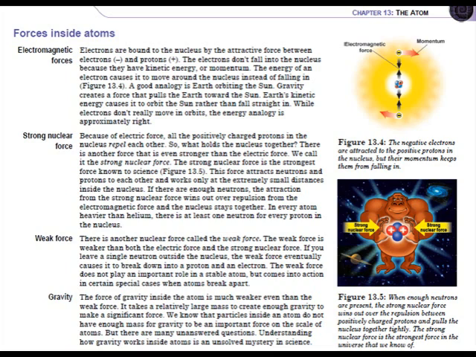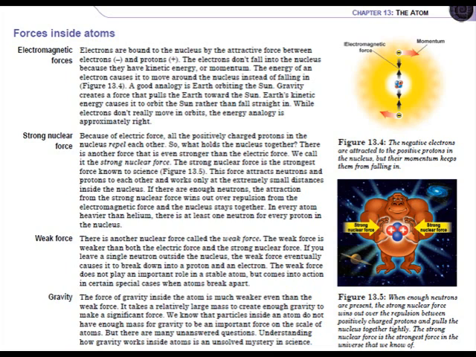There is another nuclear force called the weak force. The weak force is weaker than both the electric and the strong force. If you leave a single neutron outside the nucleus, the weak force eventually causes it to break down into a proton and an electron. The weak force does not play an important role in the stable atom, but comes into action in certain special cases when atoms break apart.